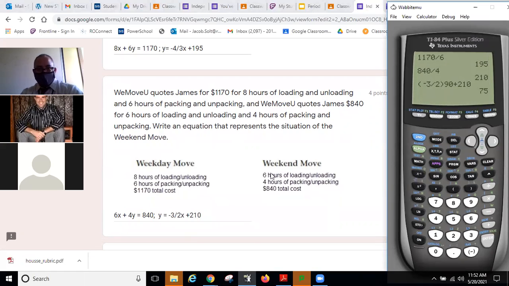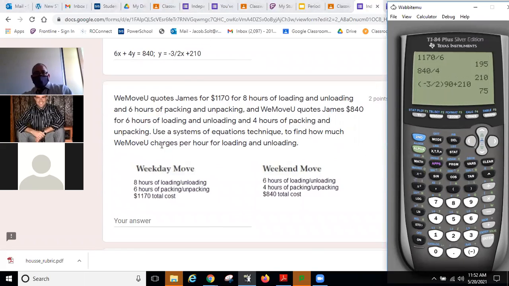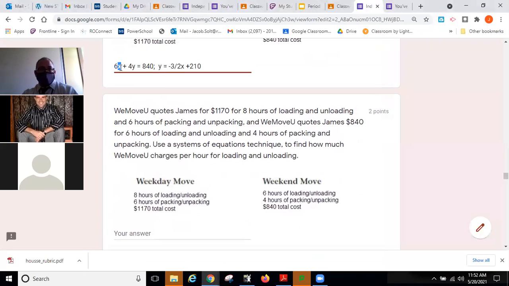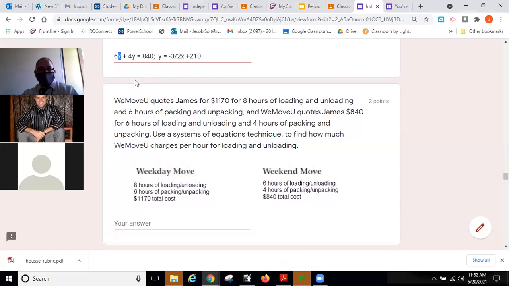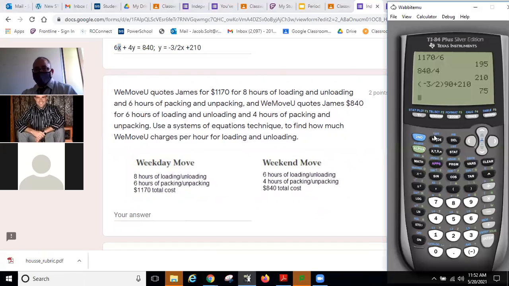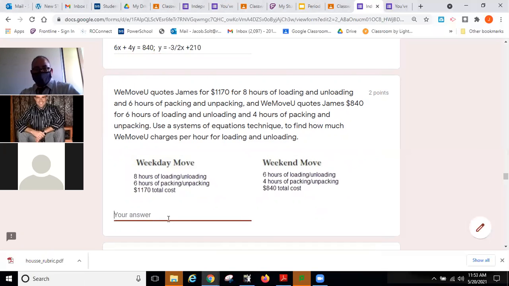All right, so now I know, if it asks me a question like, use the system of equations to find out how much the movers charge per hour for loading and unloading. Okay, so I already know what this is. It's $90 for every hour of loading and unloading. How do I know that? Because I made the loading and unloading my x value, right? We know that the x value in terms of solving the system of equations was 90. We could go to our table and find that out. There's 90. 90 is where these two equations meet. That means my charge per hour of loading and unloading is $90.